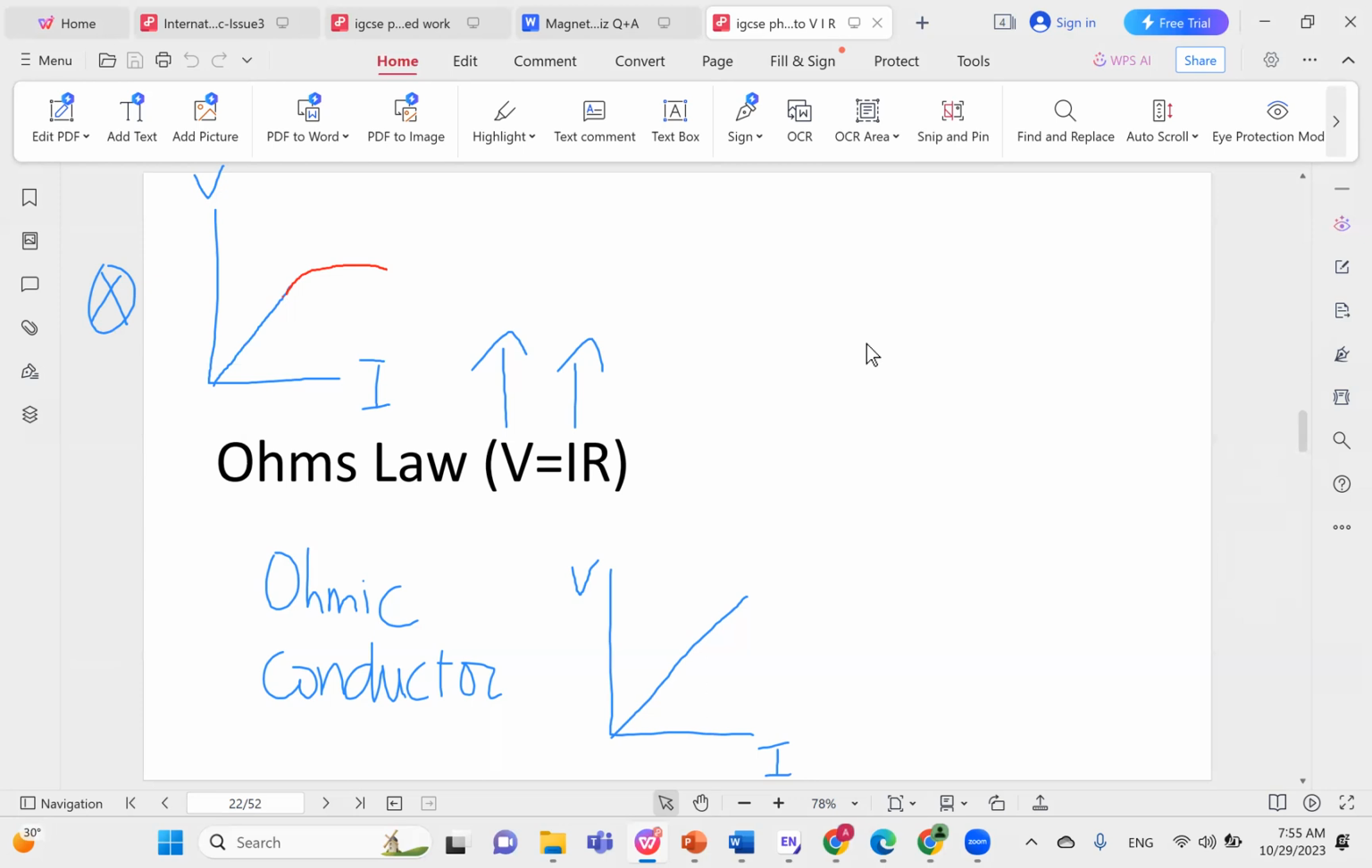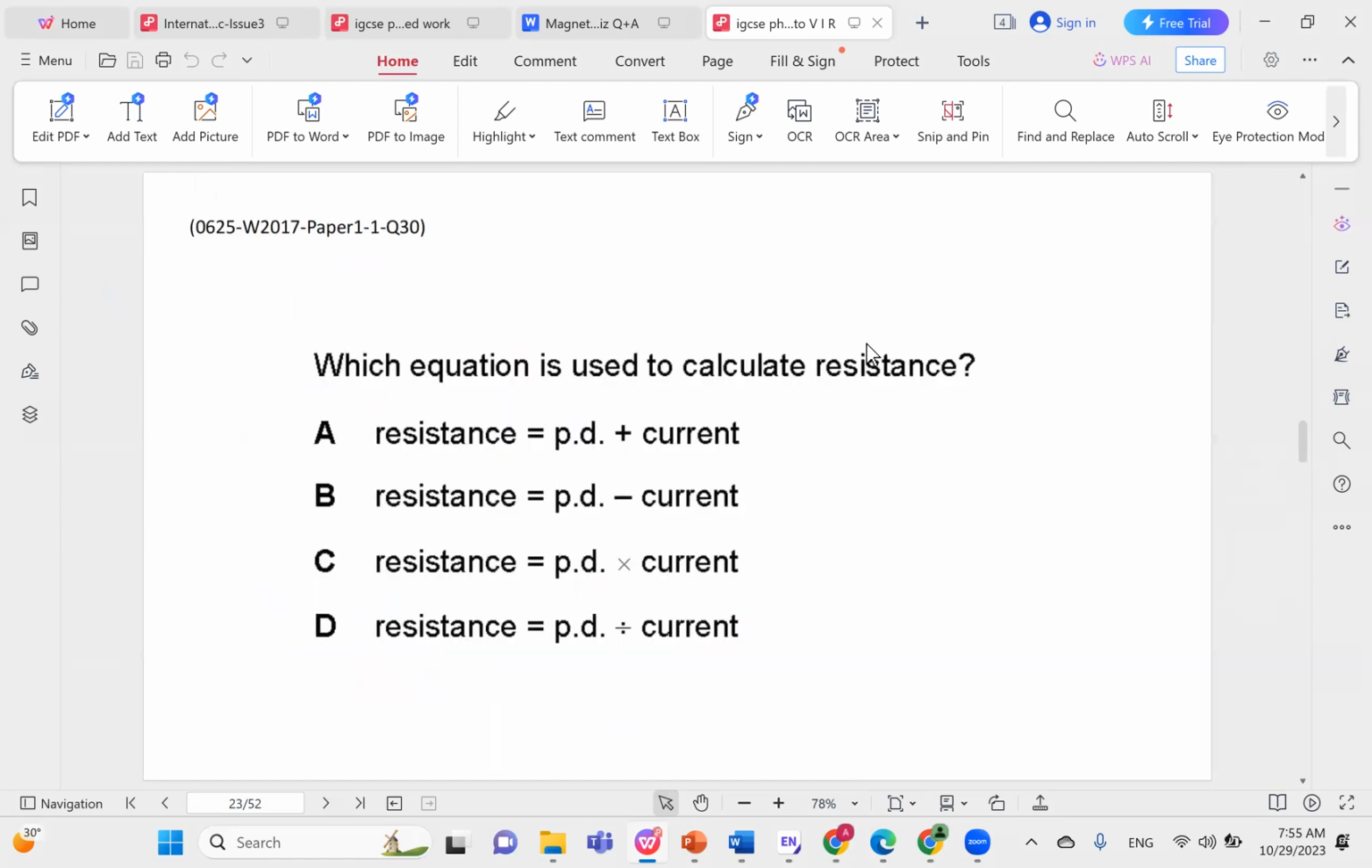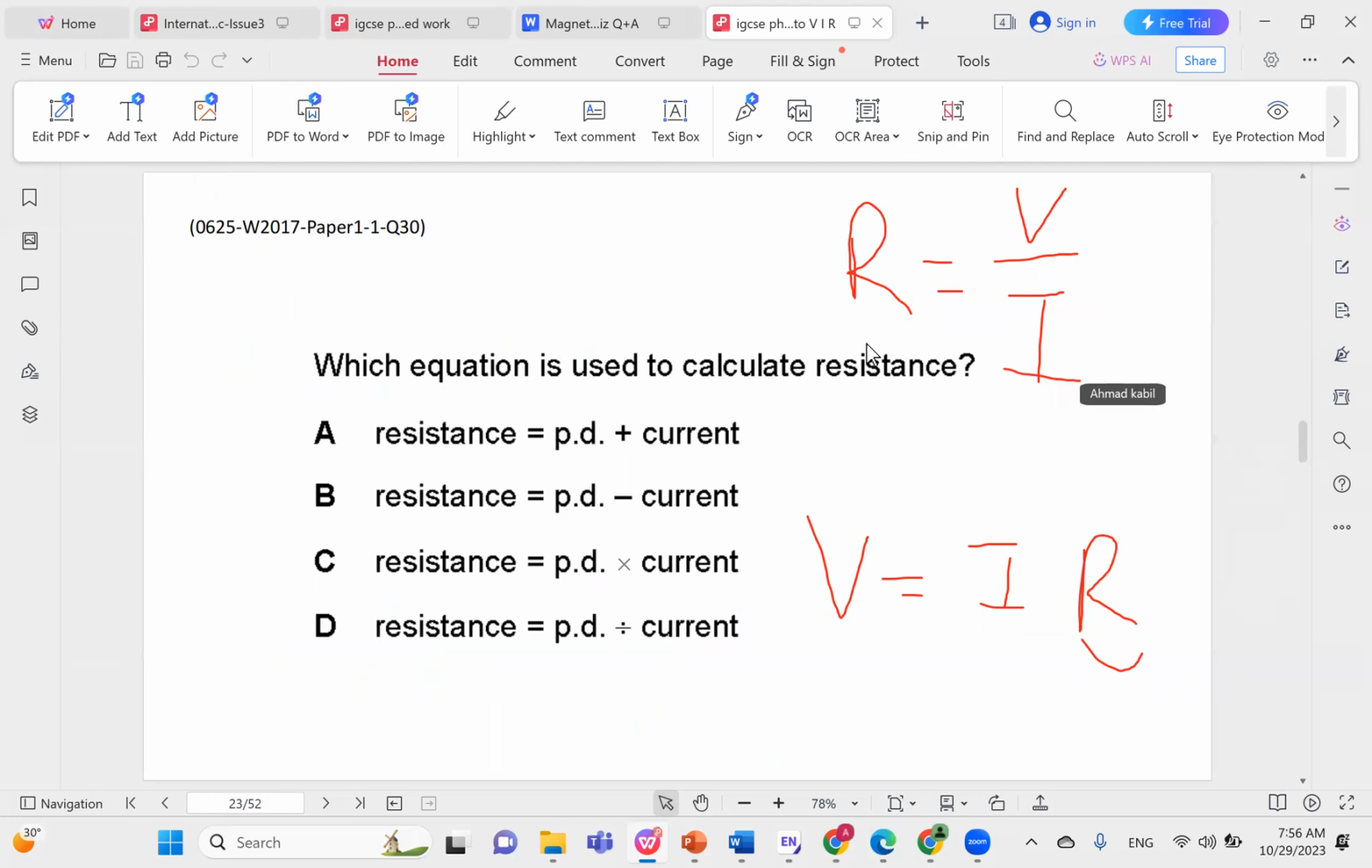So let's try some questions. Which equation is used to calculate resistance? Like we just said, we know that V is equal to I multiplied by R. So if you want to find R, you would calculate V over I. So potential difference divided by current. We said that potential difference is similar to voltage. It is used to describe a decrease in voltage, and this is what happens when charges flow through a resistor. The voltage drops. So potential difference is a voltage drop. So the correct choice here would be choice D.